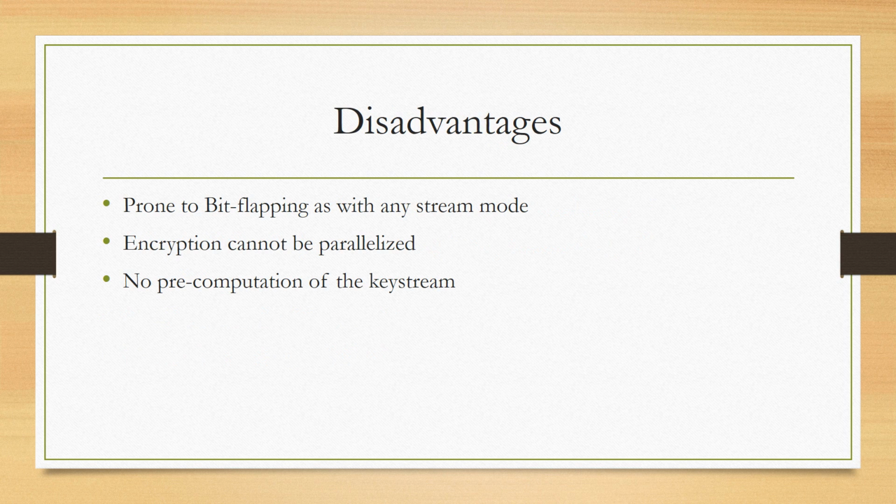Whereas for the disadvantages of CFB, it is prone to bit flipping, as with any stream mode. A bit flipping attack is an attack on a cryptographic cipher in which the attacker can change the ciphertext in such a way that it results in a predictable change of the plaintext, although the attacker does not learn the plaintext itself. Next, encryption cannot be parallelized. And there is no pre-computation of the key stream.